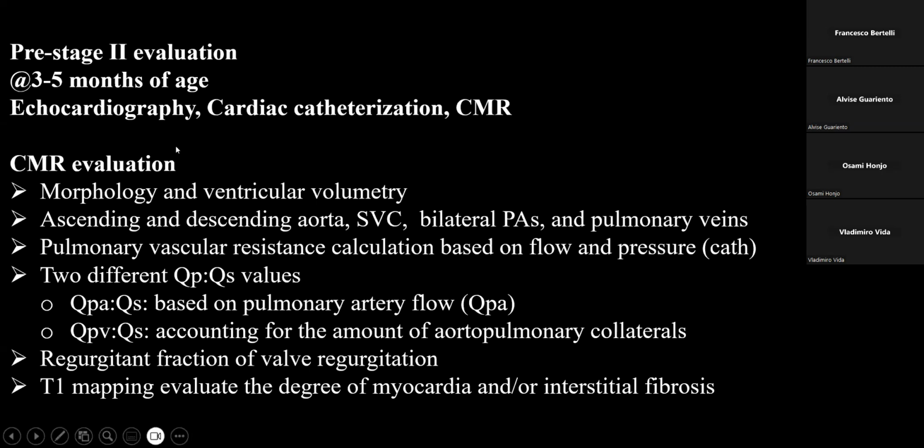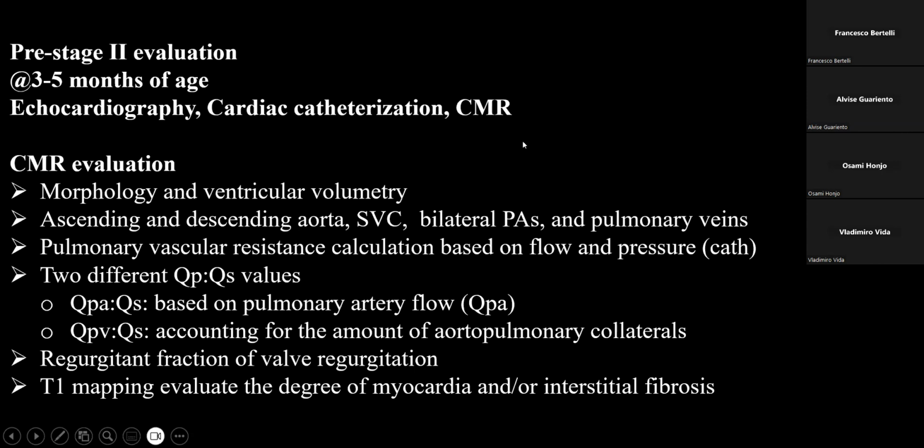The routine examination includes cardiac echo, cardiac catheterization, and cardiac MRI. We try to combine cardiac cath and MRI under the same anesthesia on the same day.